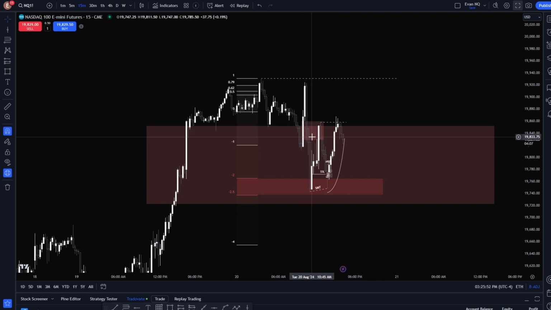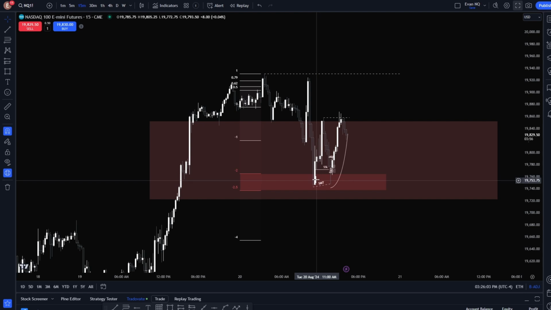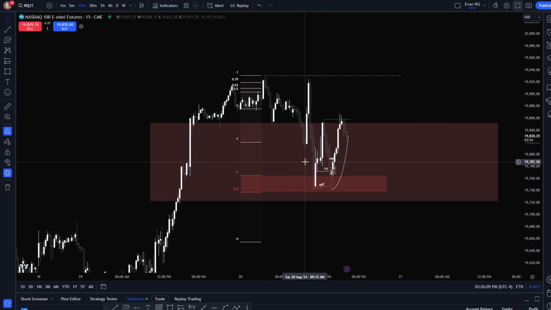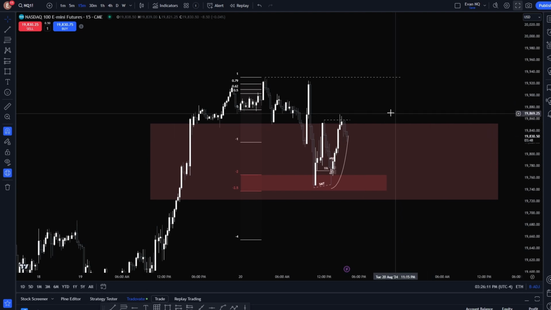But we didn't get an internal model that played out. We just simply displaced through it. And we also had an SMT at this low, I think. And it displaced through it. And as soon as I saw that, I was like, okay, price is not giving me an opportunity, and it's not showing me that we are bullish. So I just stepped away.